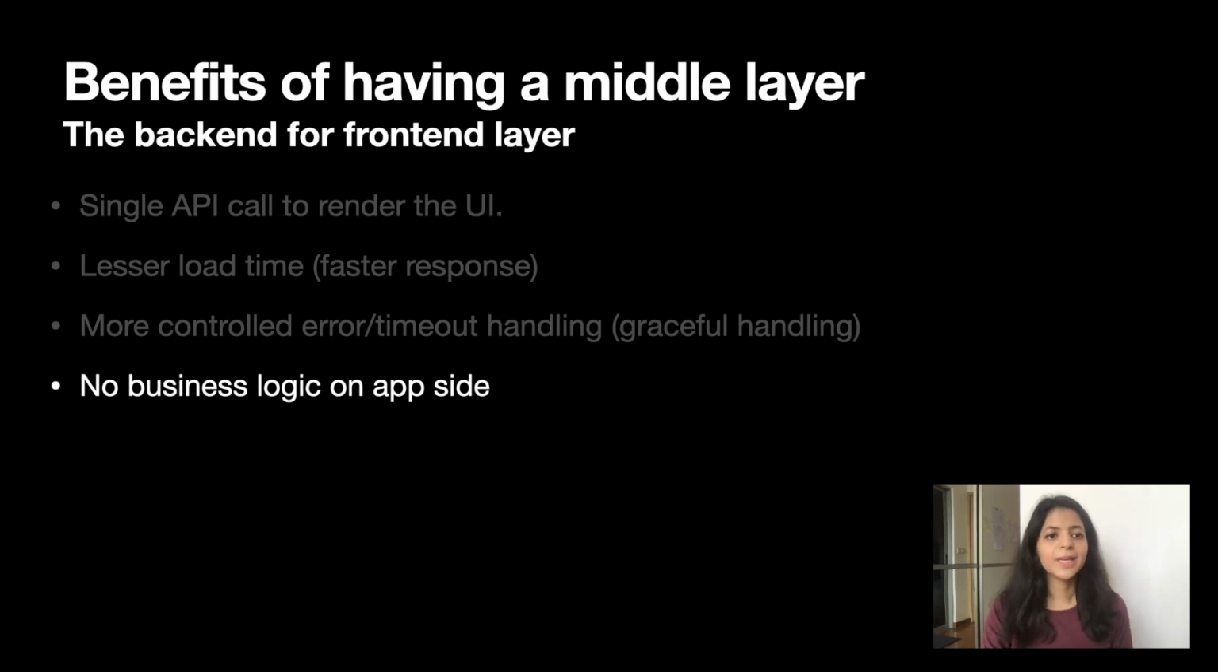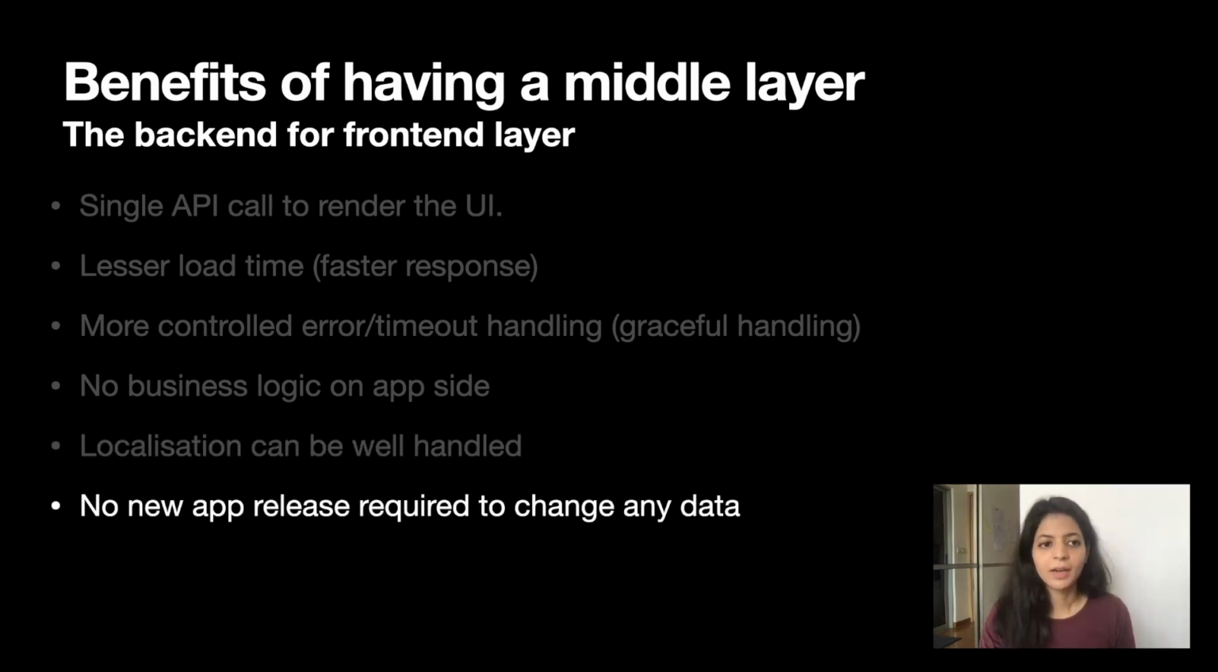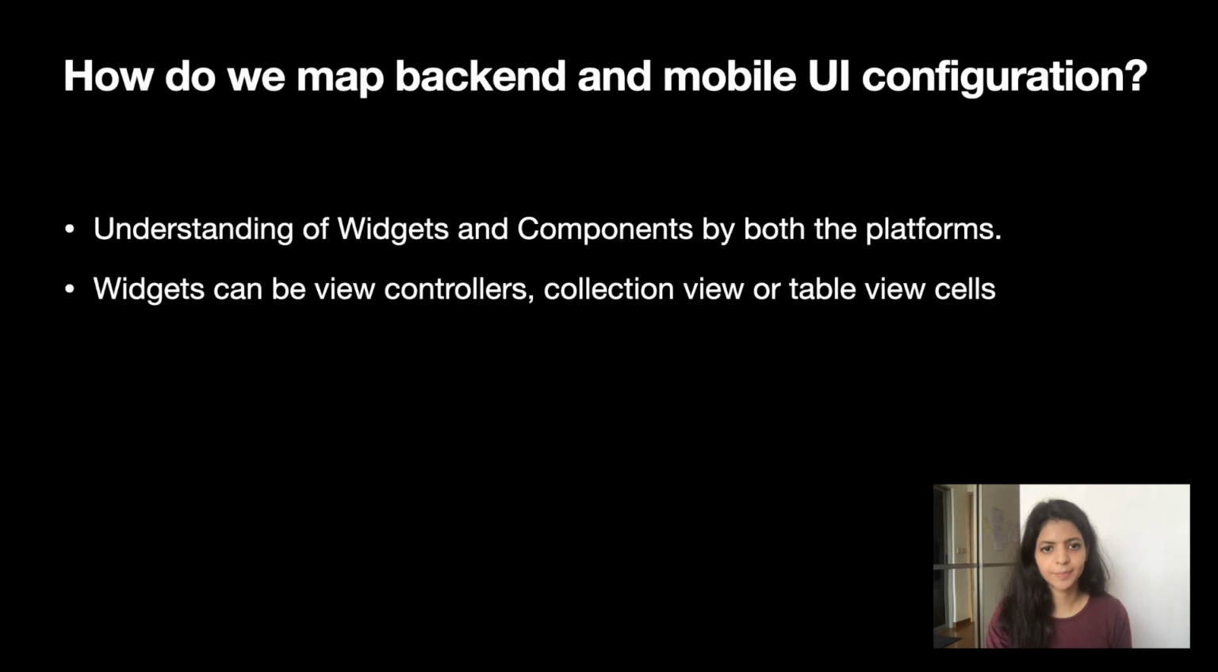And there would be less logic on the app side as there would be less hard coding for the text or any of the deep links or URLs. It would also be really helpful in localization if it can be supported directly from the backend, and no more app releases are required to change any data, for example text changes or some A/B testing.